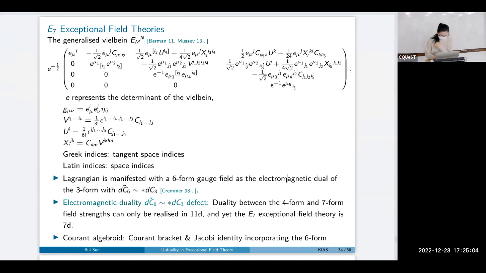If one wants to study the Courant algebroid for E7, then we would need to discuss incorporating the 6-form, to have a larger Courant algebroid with the 6-form included. So far we have only incorporated the 3-form to have the Courant algebroid.